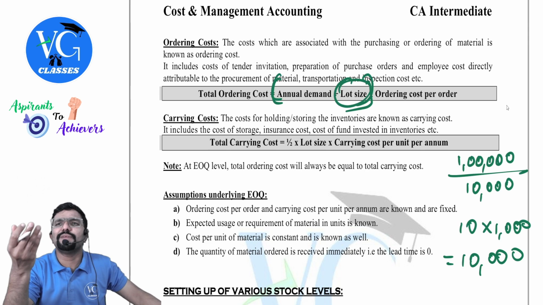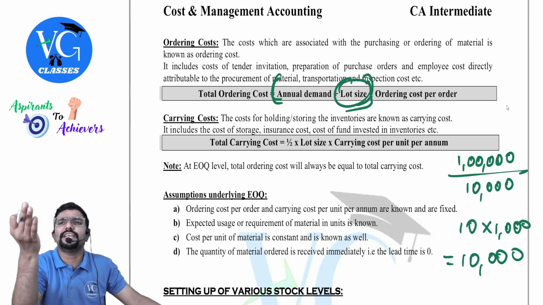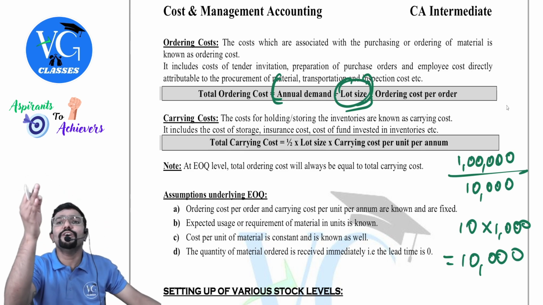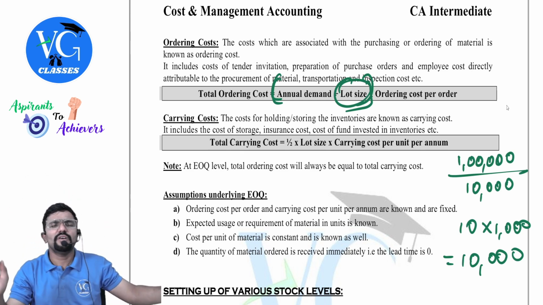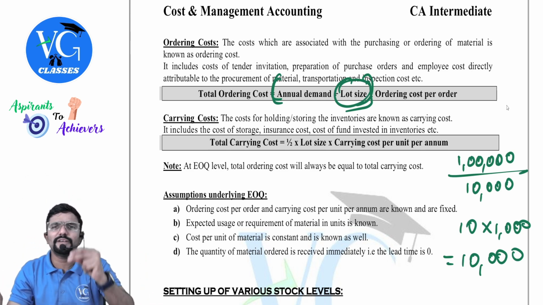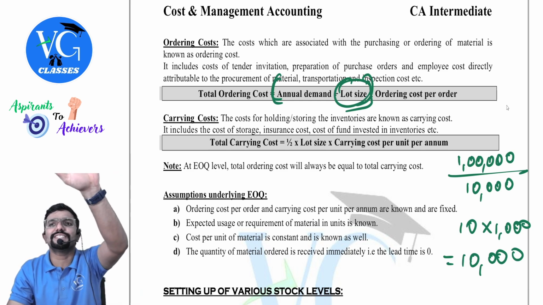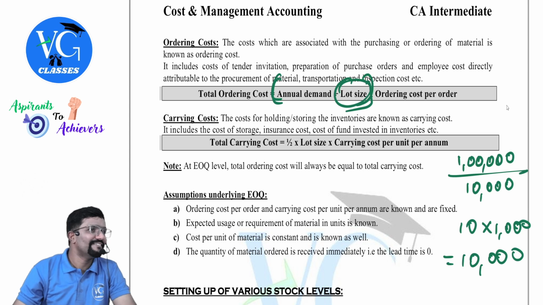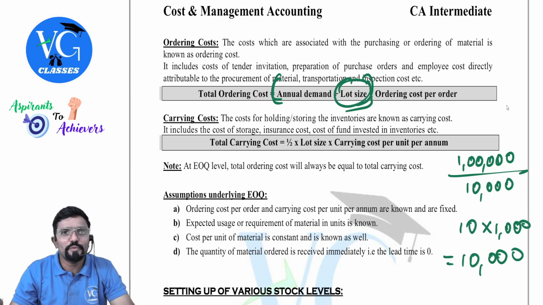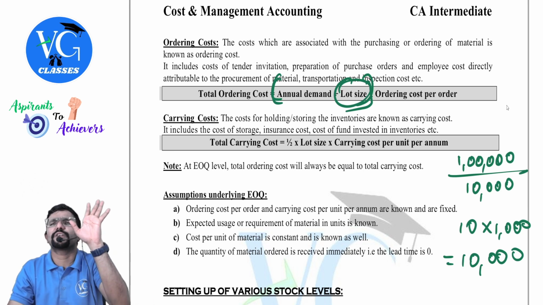The quantity for which I am placing the order. If the question is silent, what is the lot size? EOQ. No, EOQ is 10,000 kgs. But because he's placing the order for 5,000, what is the lot size? 5,000. Hope you understood. In simple terms, we call it the reorder quantity also.